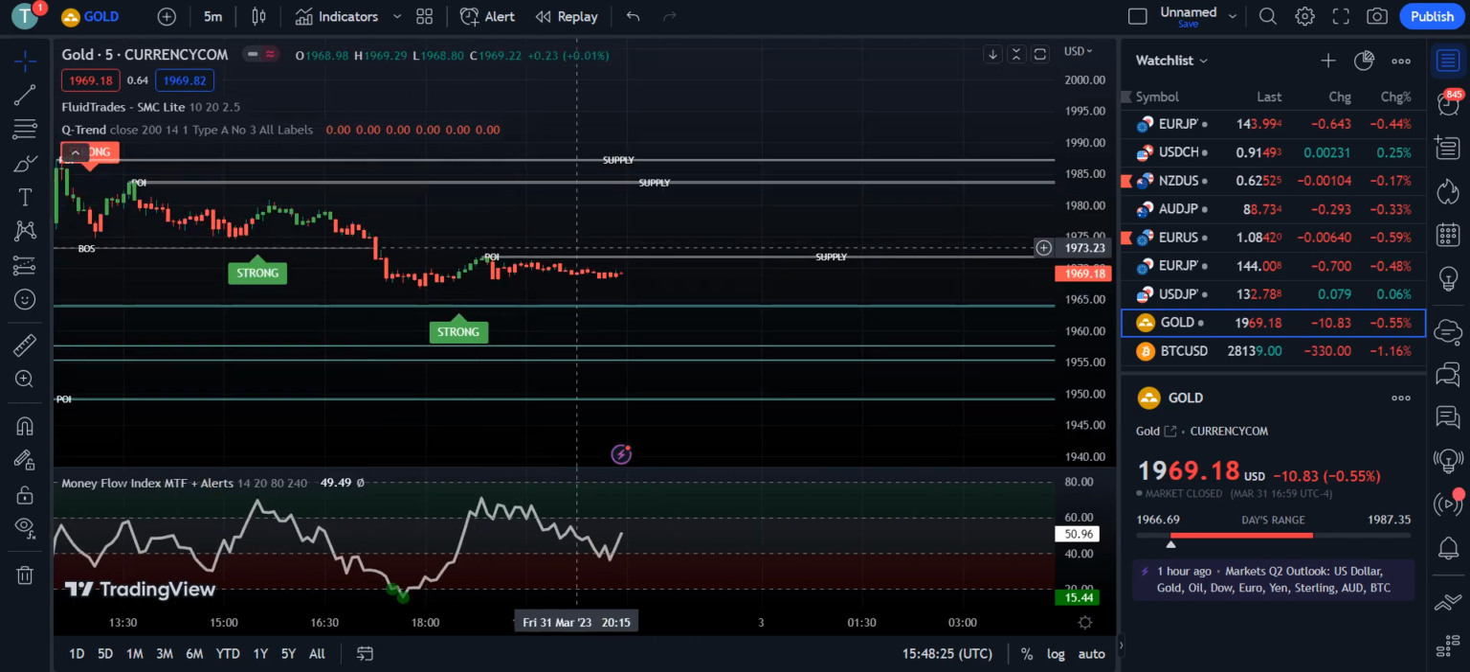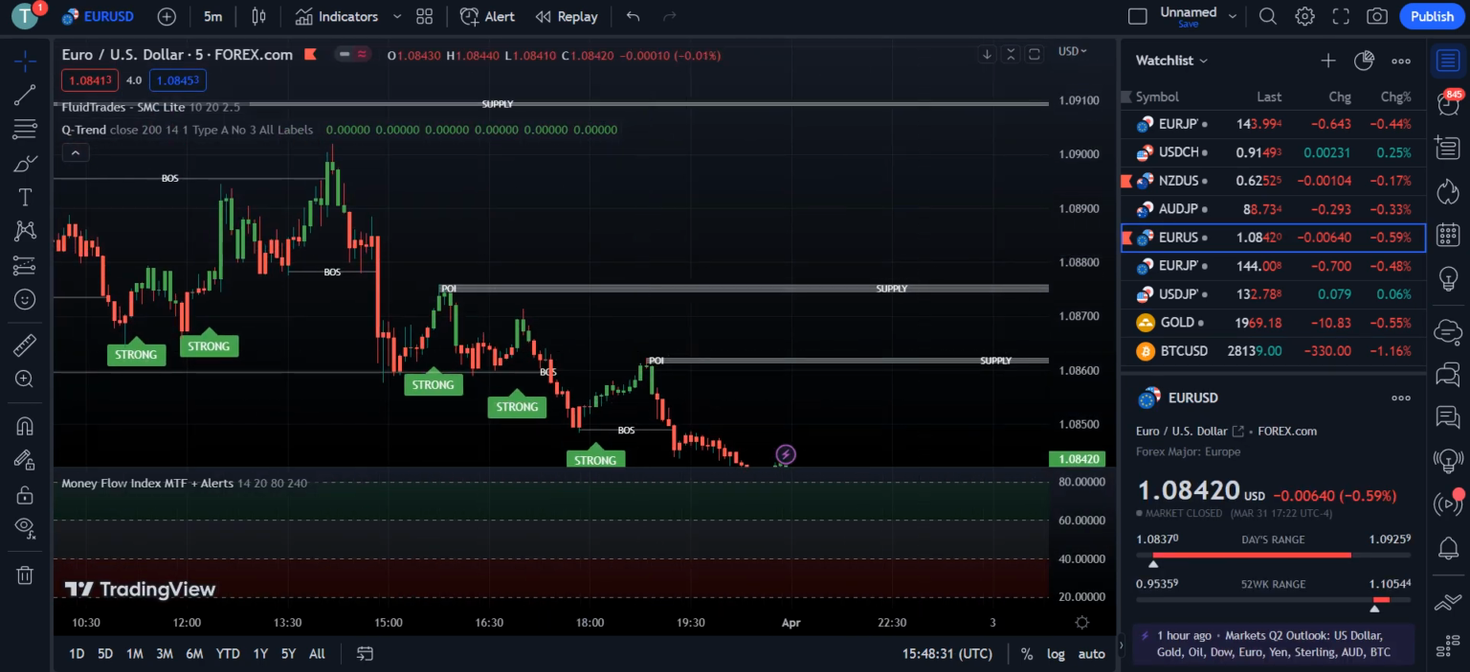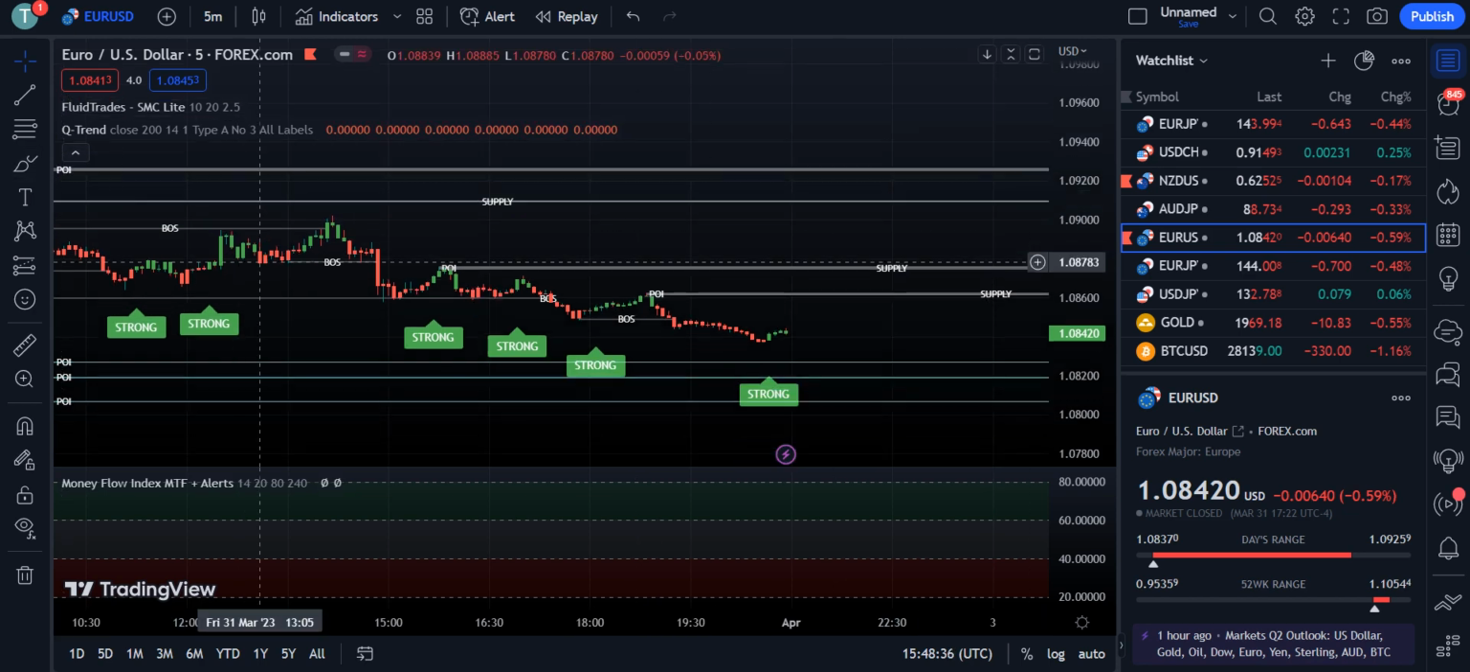I hope you understand the strategy, but we have to go into another pair chart to make it more clear. As you can see, we are now in the EUR/USD, and here it is also showing us the support and resistance levels.